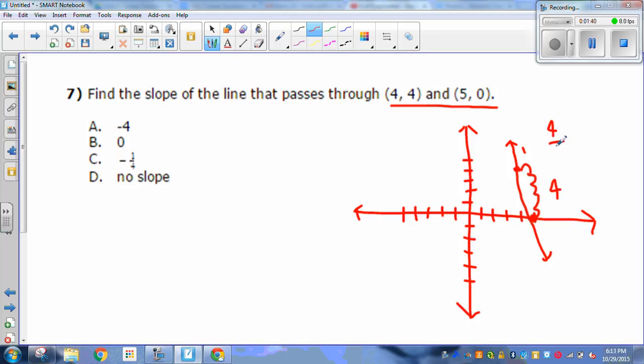I know 4 over 1 is definitely equal to 4, but let's remember slope, dude. Is this going positive or negative? And I can clearly see it's going down, so this will be a slope of -4, which is answer A.